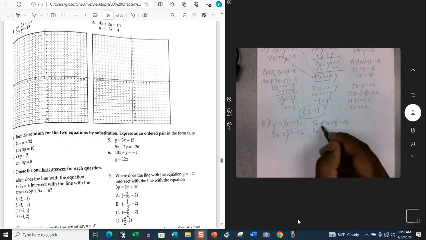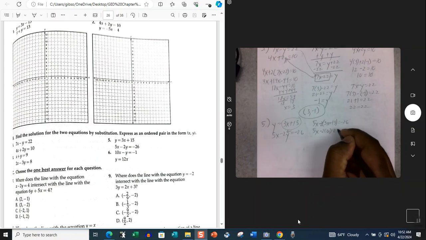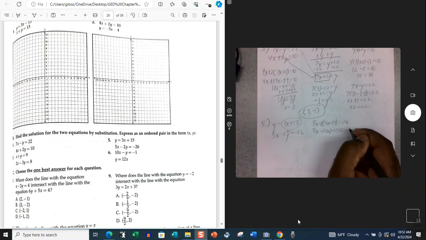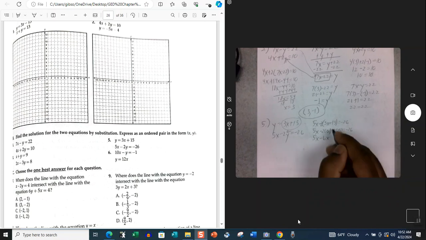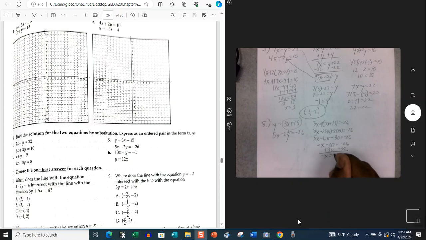So we have 5x, negative 2. We'll take negative 2 times 3x, and then negative 2 times 15 equals a negative 26. So we have 5x minus 6x minus 30 is equal to negative 26. 5x minus 6x is negative x minus 30 is equal to negative 26. We'll add 30 on both sides, and negative x is equal to 4. We'll divide each side by negative 1, and x is negative 4.